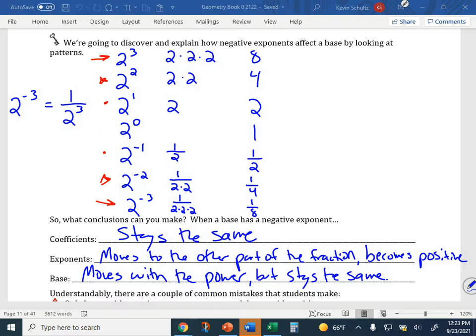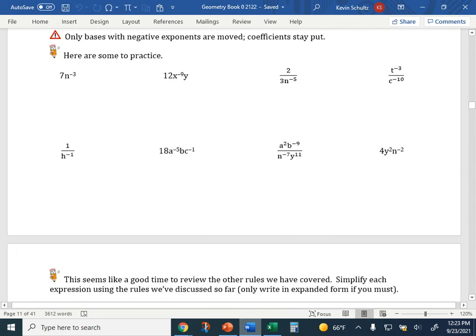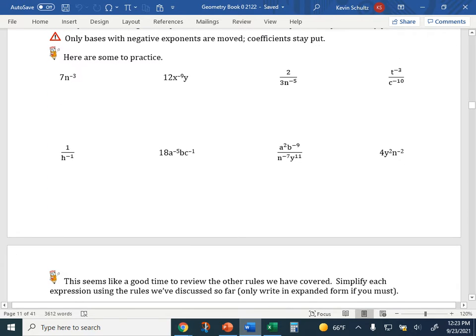How are we doing so far? Okay? No? All right. Let's take a look at some examples here. 7n to the negative third. Do we have a coefficient here? What is it? 7. Is that 7 going to move? Is it going to change at all? No. The coefficient stays the same. What moves here is this base with the negative exponent.